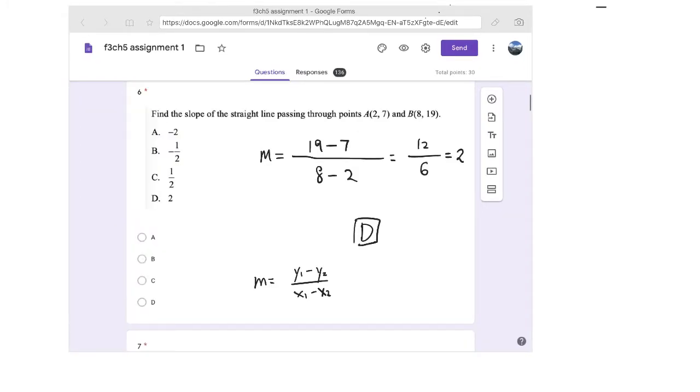For this one, I guess you just have to remember the definition. The slope will be the difference between y coordinates over the difference between x coordinates. And that is why the answer should be D.